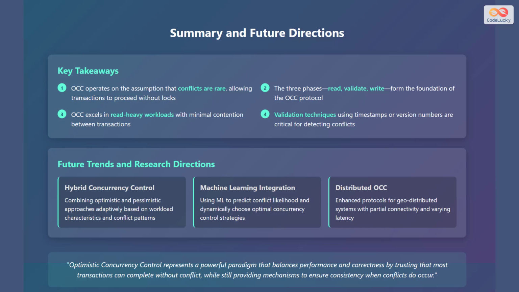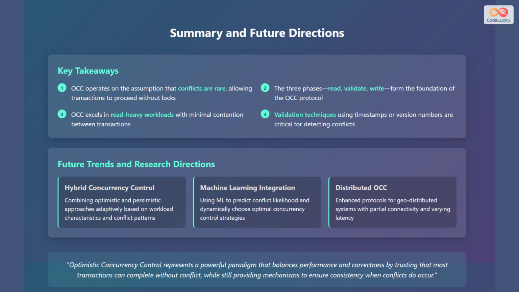In summary, let us review the key takeaways about optimistic concurrency control. OCC operates on the assumption that conflicts are rare, allowing transactions to proceed without locks. The three phases, read, validate, write, form the foundation of the OCC protocol. OCC excels in read-heavy workloads with minimal contention between transactions. Validation techniques using timestamps or version numbers are critical for detecting conflicts.